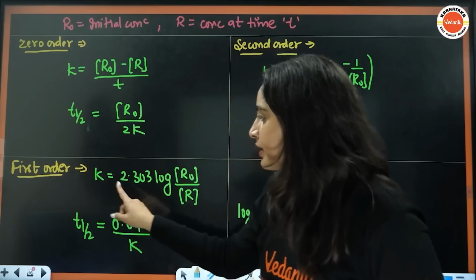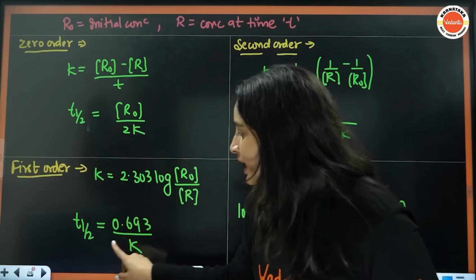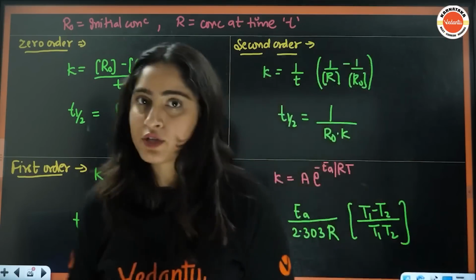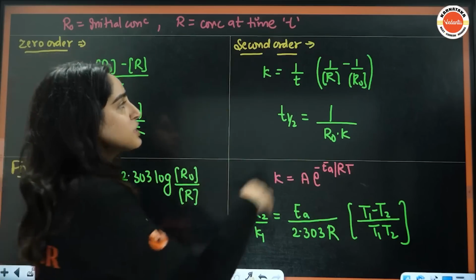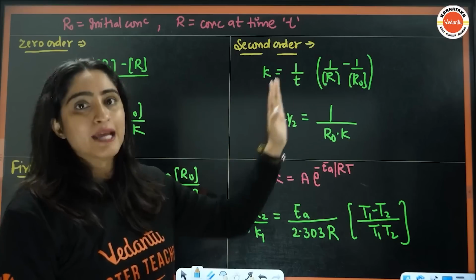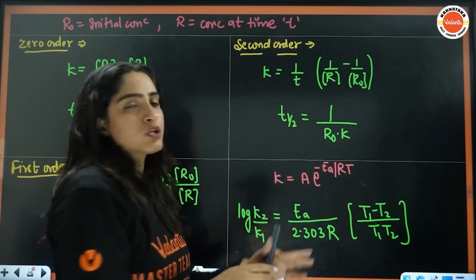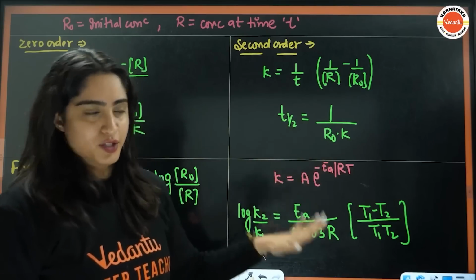For first order reaction, K is equal to 2.303 log R naught by R, then t half is equal to 0.693 divided by K. It does not depend on the concentration, only on the rate constant. Next we have second order reaction. This is the relation between rate constant, time and concentration. For half-life we have 1 divided by initial concentration times K. So this is inversely proportional to the initial concentration, right?